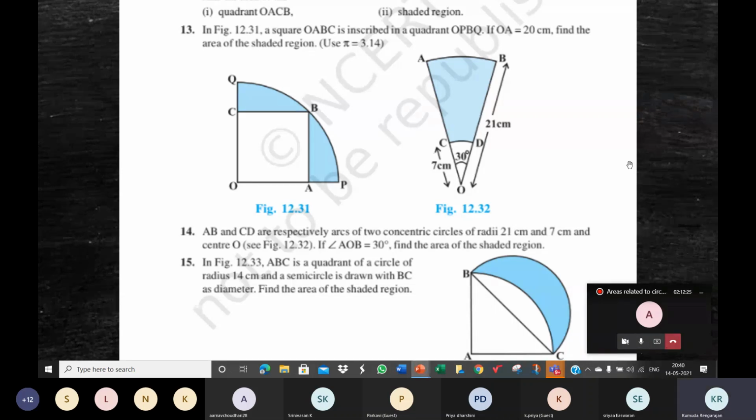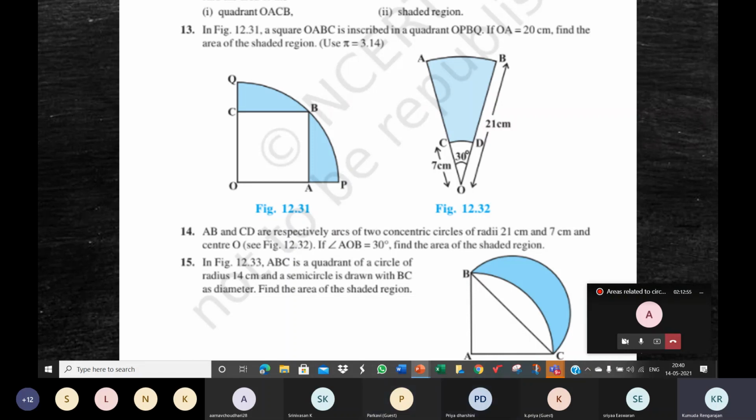Sorry for that, children. So OB is also the radius of the quadrant. And how do we find the length of the radius? Or how do we find what OB is for the square, children? For the quadrant, it is the radius. What is it for the square? Diagonal, ma'am. Correct.